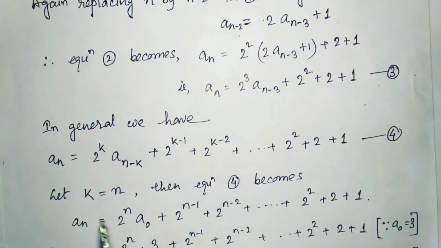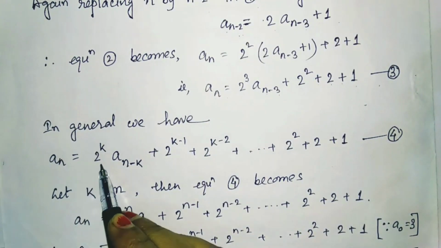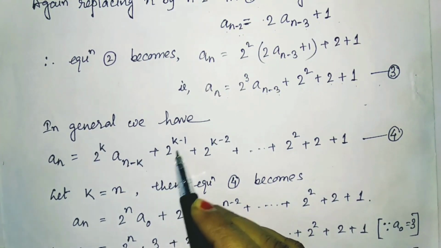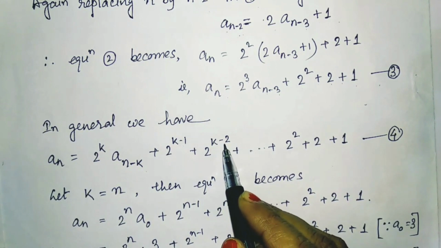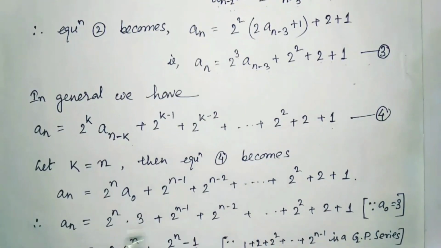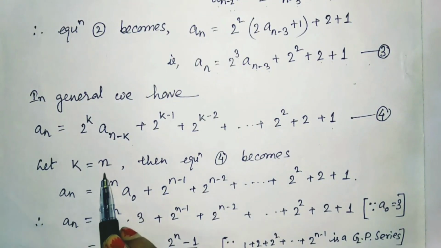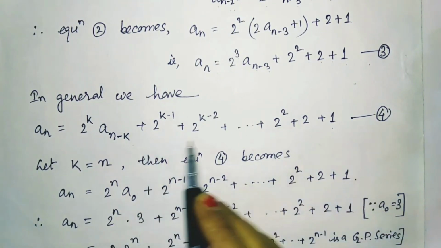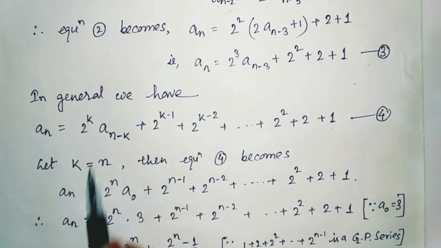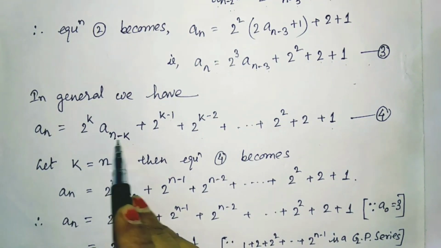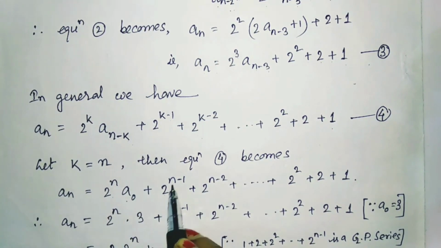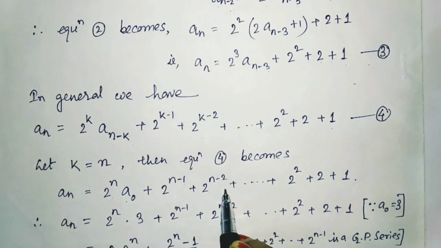So in general, we have a_n = 2^k a_{n-k} + 2^{k-1} + 2^{k-2}, and in this way it will continue up to 1. So now if we substitute k for n, then the previous equation becomes a_n = 2^n a_0, since when k = n, a_{n-k} becomes a_0, then plus 2^{n-1} plus 2^{n-2} and so on.